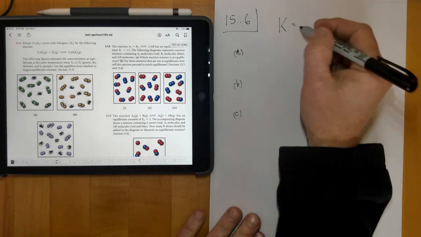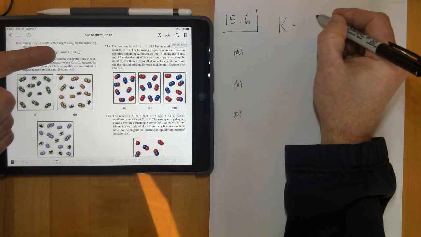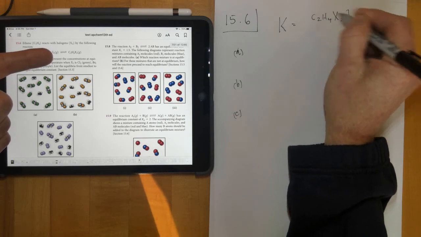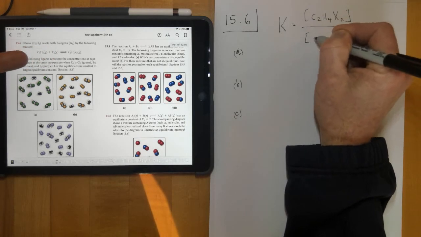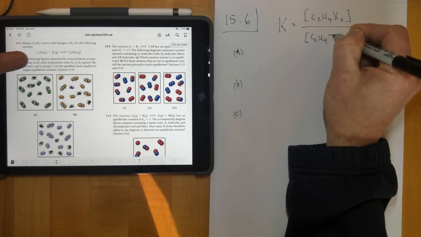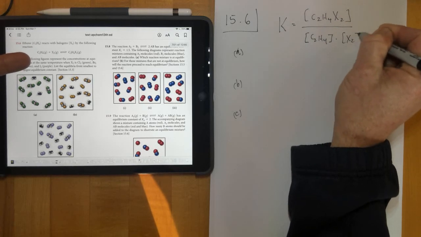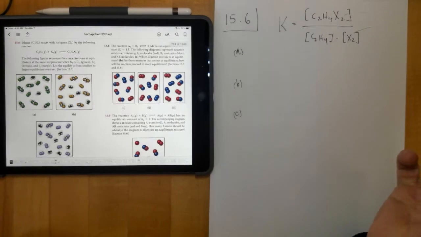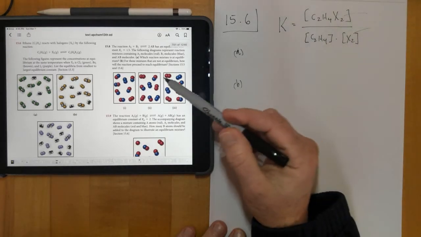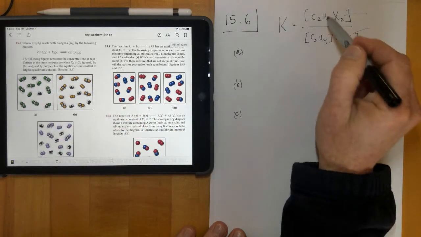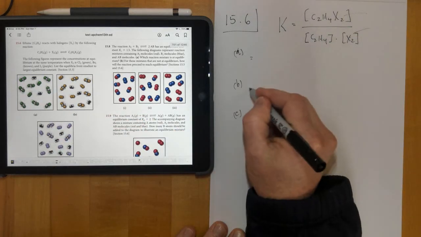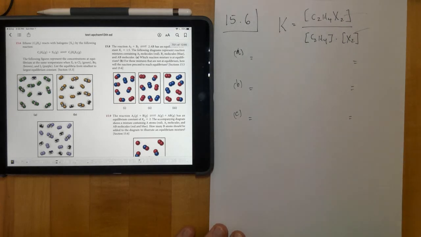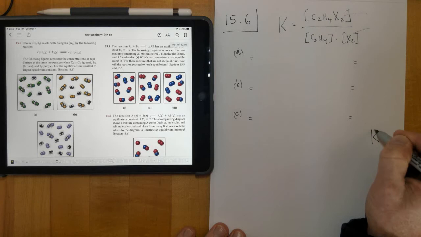So the equilibrium constant expression would be products, C2H4X2, divided by the reactants, which would be C2H4 times the X2, and of course the X would be dependent on whether it's chlorine, bromine, or iodine. And so now we need to count each of these molecules right here, put them into the expression for A, for B, and for C, and then we could know the equilibrium constant value K for each one of these.